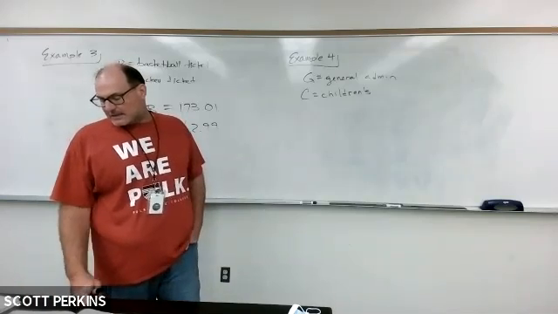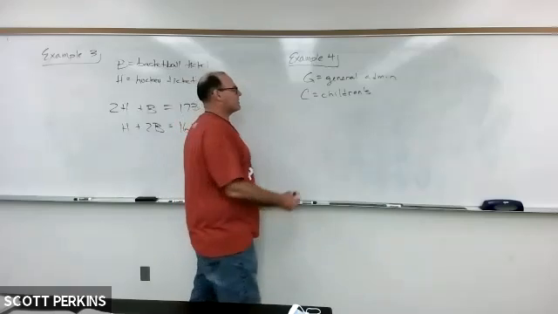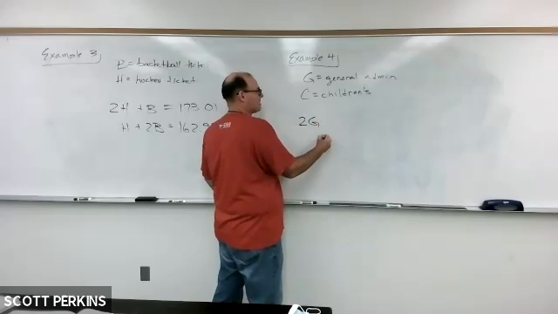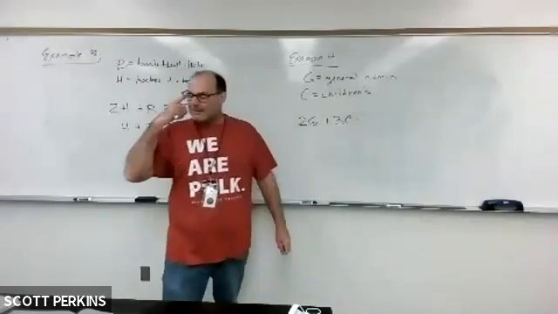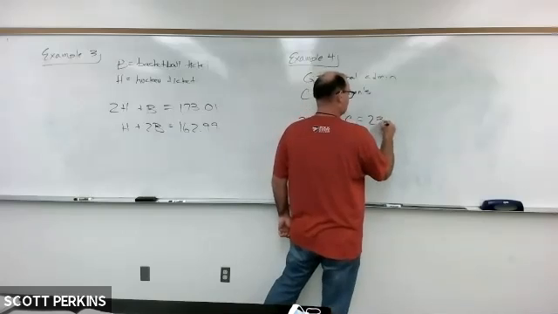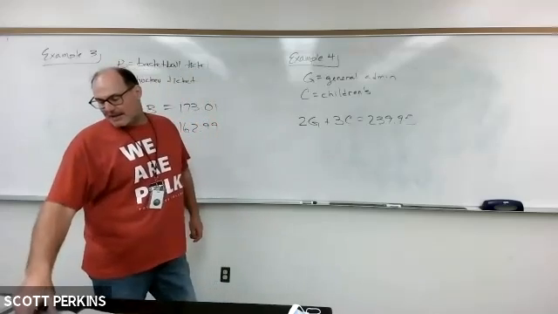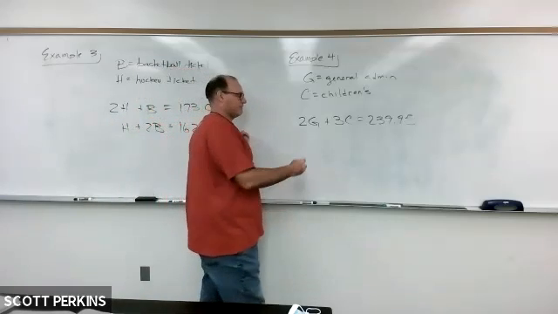So the first sentence says 2 general admission and 3 children's. So what is that going to be? Okay, for my letters, 2G plus 3C. Whatever your letters are, you've got the appropriate letter right there, is equal to $239.95. How about the second equation? 1 general admission and 4 children's. What's that going to be?